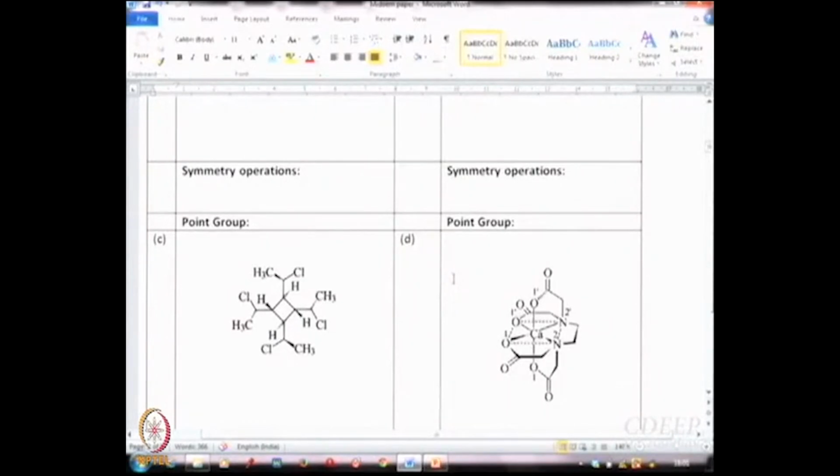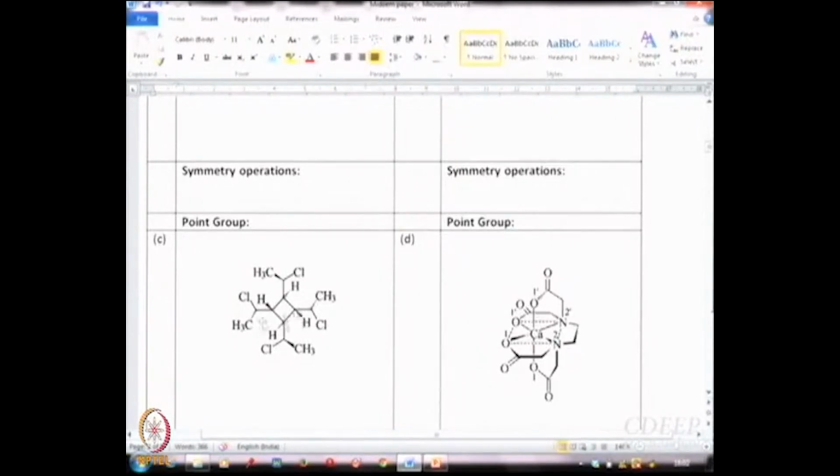Is it a C2 axis? See, this CCH3 is above the plane. This CCH3 is below the plane. So if you take the axis that is perpendicular to this square, then it does not give you a C2, sorry, that's a C4 operation. So you turn it around, CH3 goes to CH3, fine. This CH3 goes to this CH3, that also is fine. What about this H?